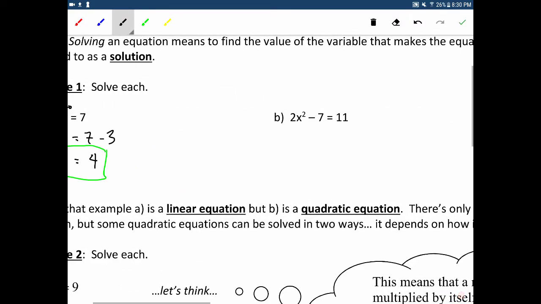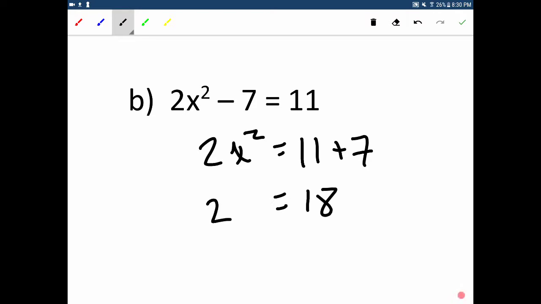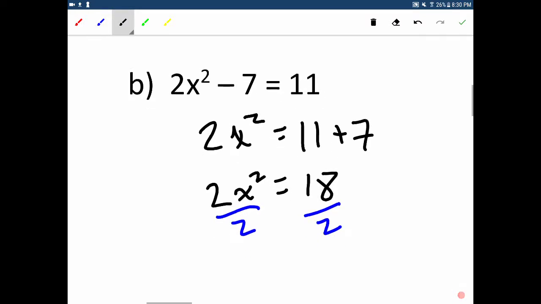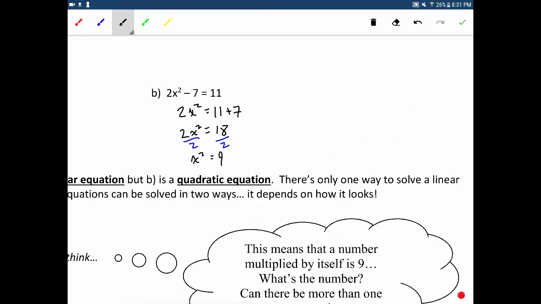Okay? We can have more complex ones like this one, where we've got an x squared in there. But we're going to start the same way. We're going to get 2x squared equals 11 plus 7, which is just equal to 18. Okay, and then we say, well, let's divide that by 2 and divide that one by 2. Well, that will give me x squared equals 9. Now, before I actually solve that one, I haven't completely solved for it because I don't know what x is, but I'm going to jump ahead to the next part here, and we'll come back to that in just a second.